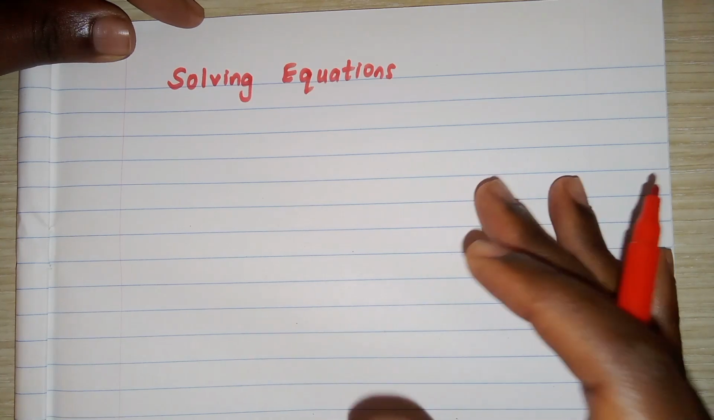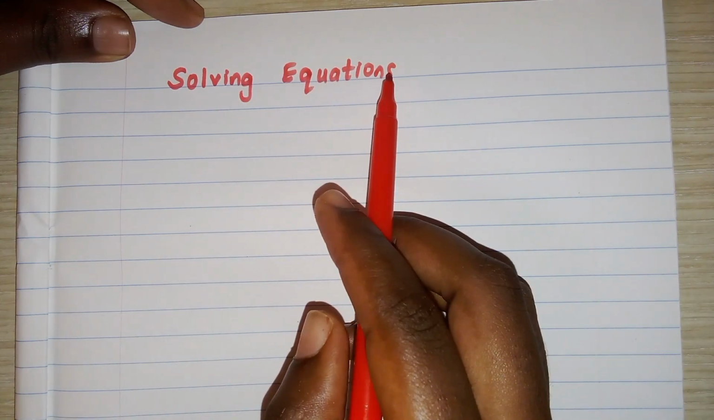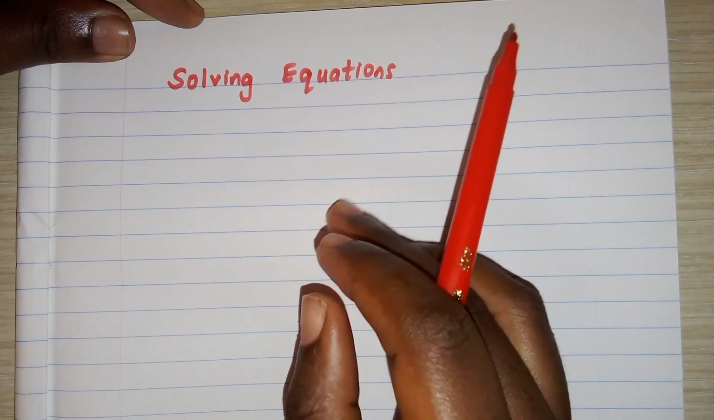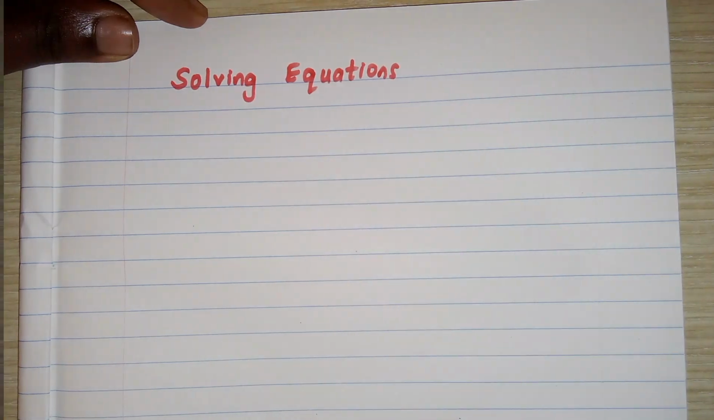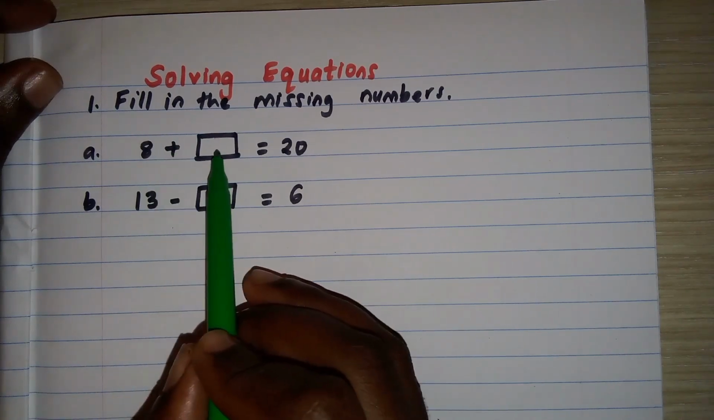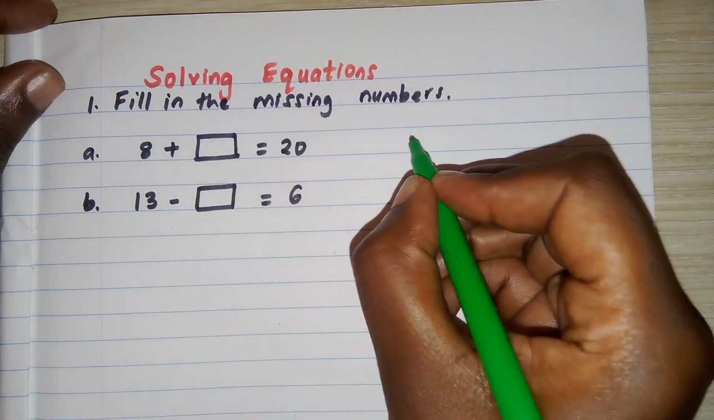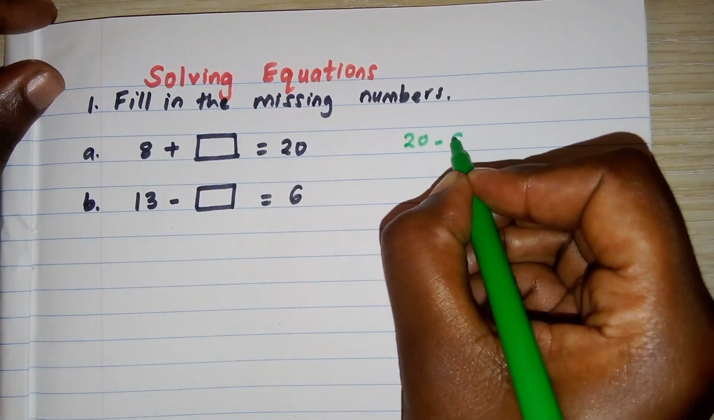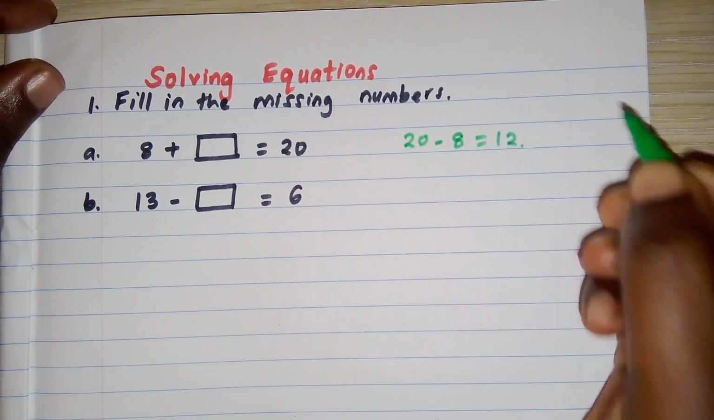So today's topic will be on solving equations. So we'll do a couple of questions and then we can finish the video. Let's go. So number one, we have fill in the missing numbers. So 8 plus something will give us 20. So we do 20 minus 8 equals to 12.